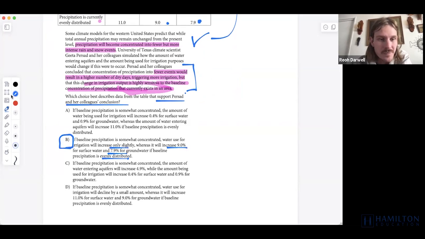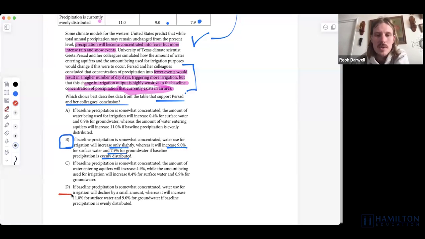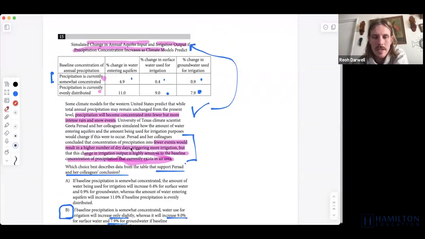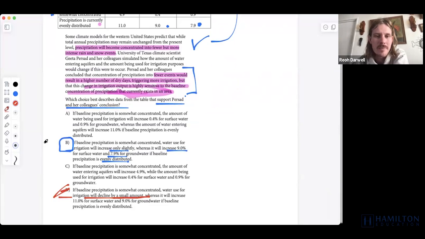One thing we want to be aware of here are answer choices that either misread the graph or misidentify the conclusion, okay? D misreads the graph, all right? So where do we see a negative number here, where we see a decline in water use for irrigation? Nowhere, right? So this misreads the graph.